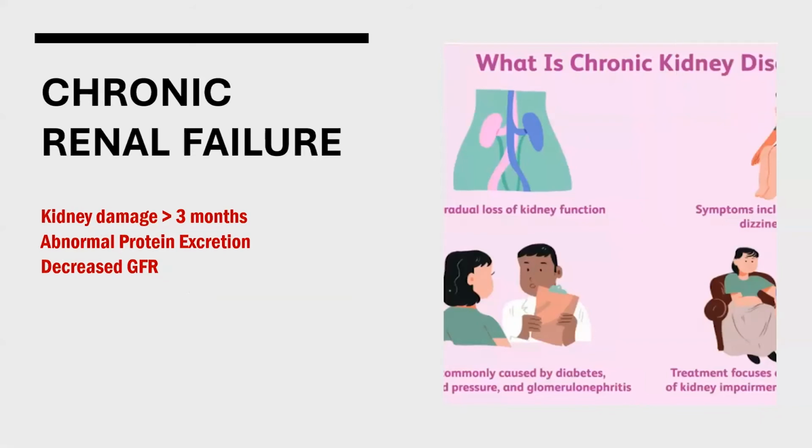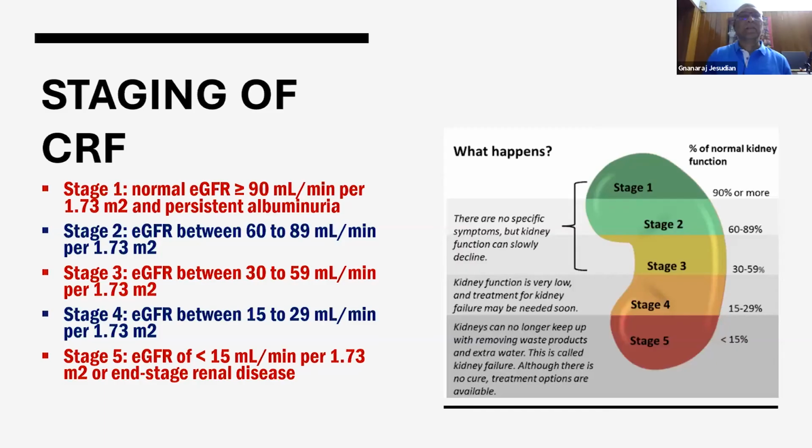Kidneys are shrunken. So if it is normal, then it's more likely to be acute. If it is already shrunken or massively dilated, then it's more likely to be chronic. Okay.